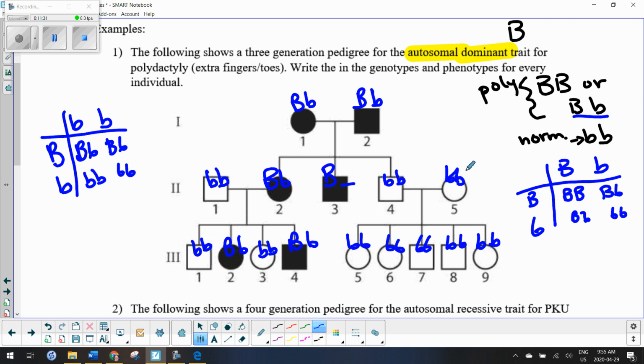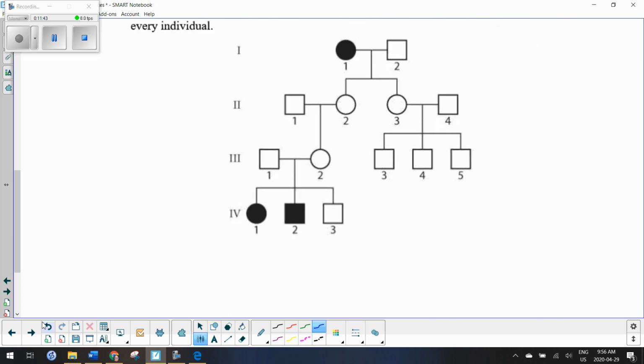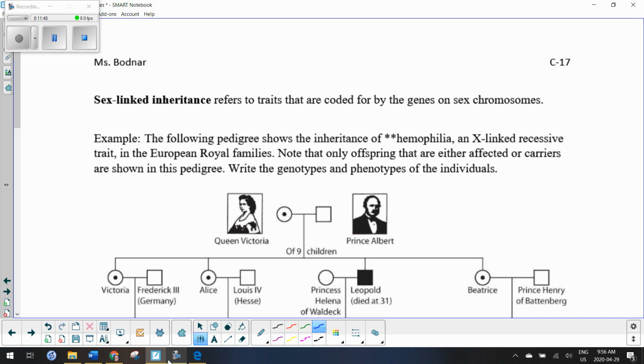So this is representing my pedigree with Punnett squares. So now we're combining everything. I want you to try number 2 on your own, okay, and then check with the answers to see that you've done it right or pretty darn close.